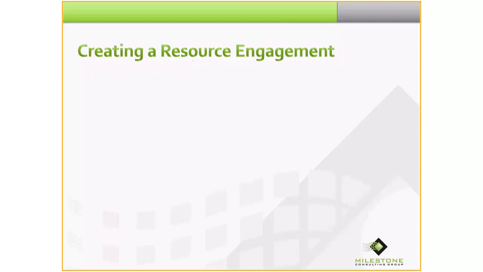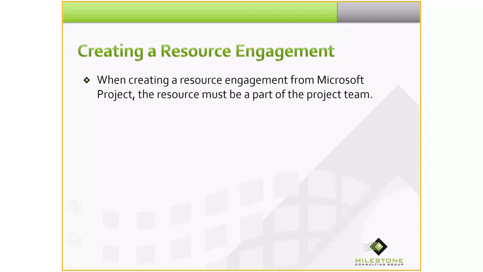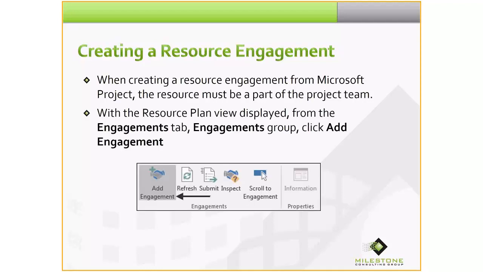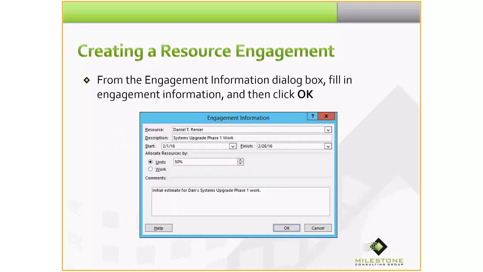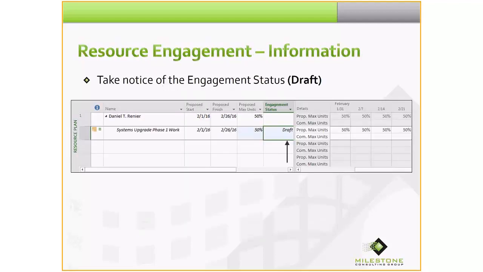So how do you create a resource engagement? When creating a resource engagement for Microsoft Project, the resource must be a part of the project team. With the Resource Plan view displayed, from the Engagements tab, Engagements Group, you click Add Engagement. From the Engagement Information dialog box, fill in engagement information, and then click OK. Take notice of the engagement status at this point in a draft state.